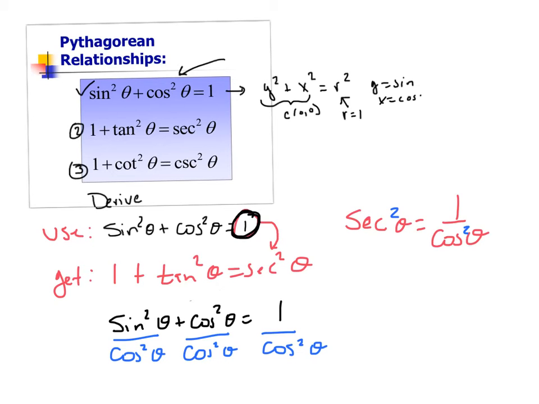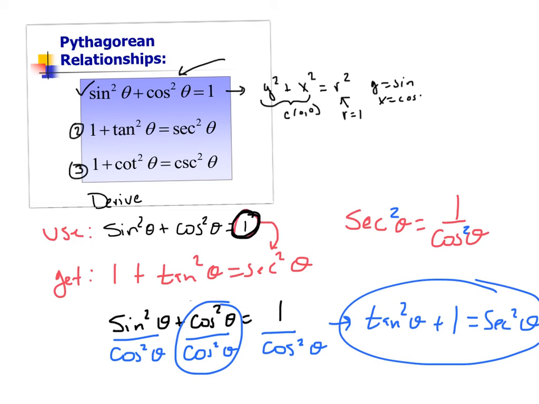Now we look through this. We know that 1 over cosine squared is secant squared, because that's how we started the problem. What's sine squared over cosine squared? That's tangent squared. What's cosine squared over cosine squared? It's the same thing over the same thing, that's 1. And we already know the right side is secant squared. So notice, by dividing everything by cosine squared, we were able to get our second formula.